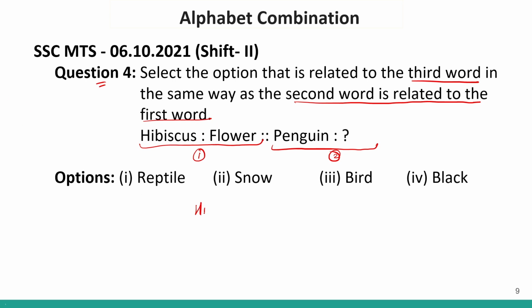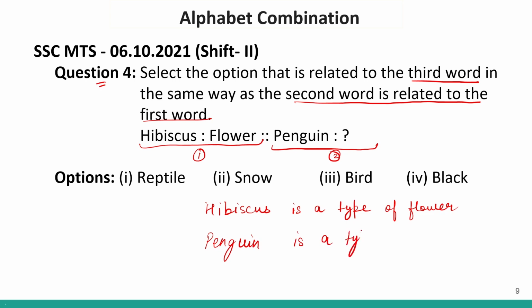I can say hibiscus is a type of flower. Correct? Hibiscus is a type of flower. Then what is penguin? Penguin is a type of bird. Correct? Penguin is a type of bird. So the relationship was is a type of, this is common in both the words. So over here we will get bird as the answer, which is given in option number 3. So option number 3 would be the correct answer.